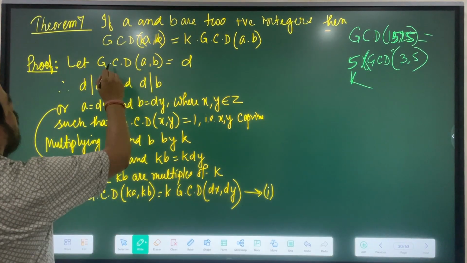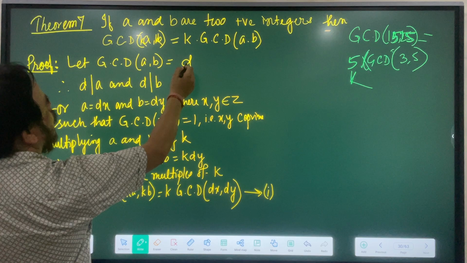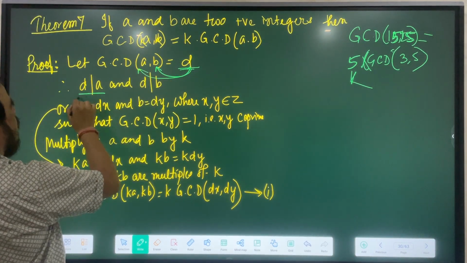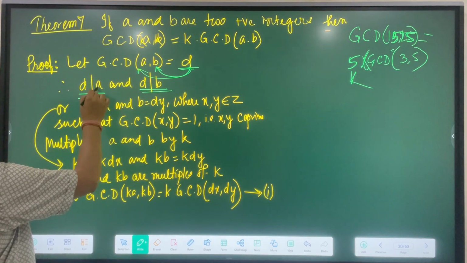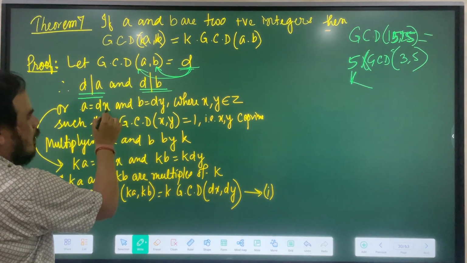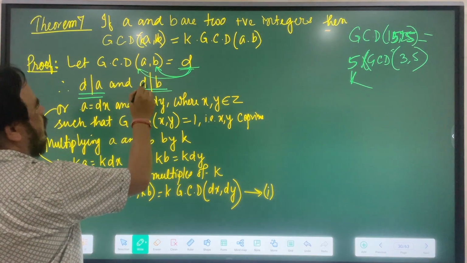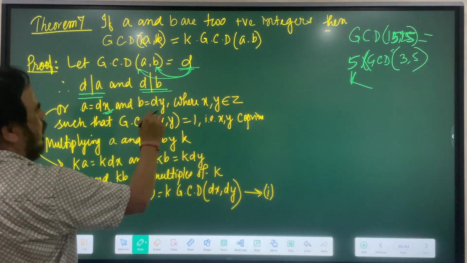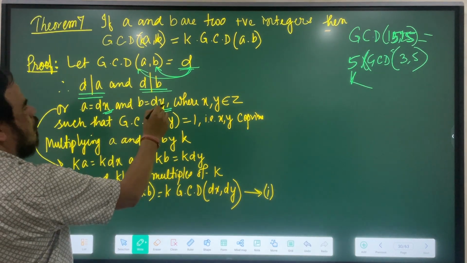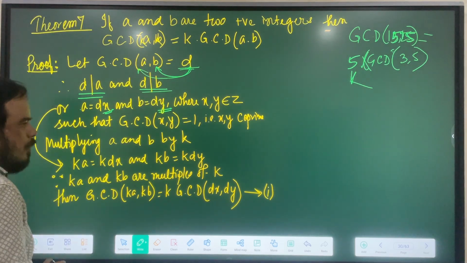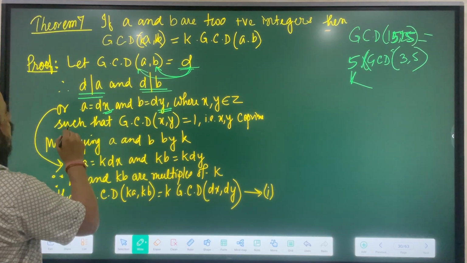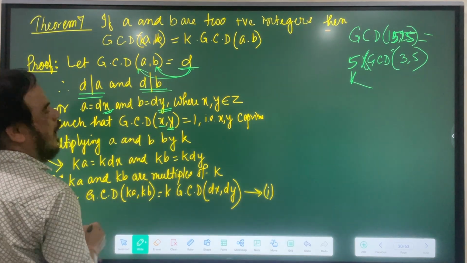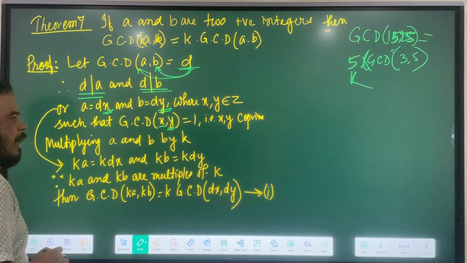Okay. Let GCD of A, B be D. So D divides A, D divides B. This is what is written here. If D divides A, then A equals D into some integer. If D divides B, B equals D into something. So here the something is taken as X, here the something is taken as Y. This is a constant, positive. Okay. Such that GCD of X, Y equals 1. Means X and Y are co-prime, prime to each other.